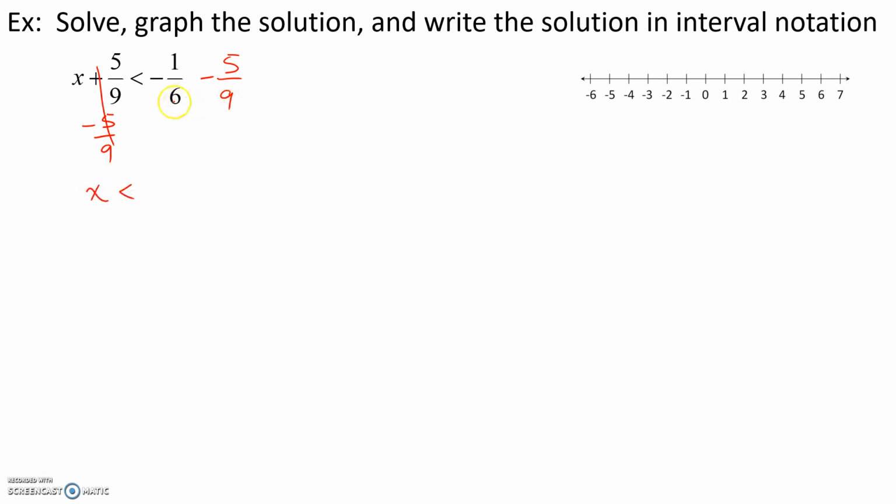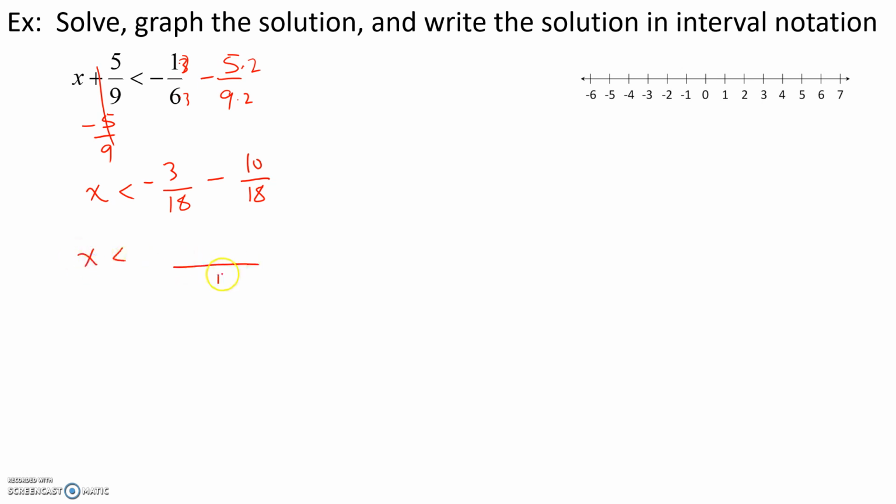Now, we need a common denominator when we add or subtract fractions. So between 6 and 9, our common denominator will be 18. This means the 6 will be multiplied by 3, and so the 1 will be multiplied by 3 as well. Negative 1 times 3 will give us negative 3/18. With the 9, to rewrite this using a denominator of 18, we will multiply the 9 by 2. So the 5 gets multiplied by 2, and that will give us negative 10/18.